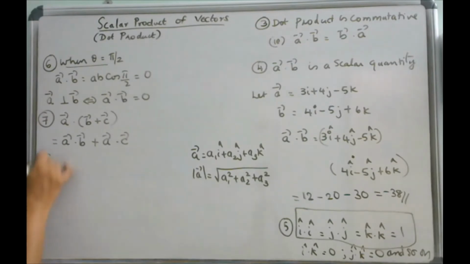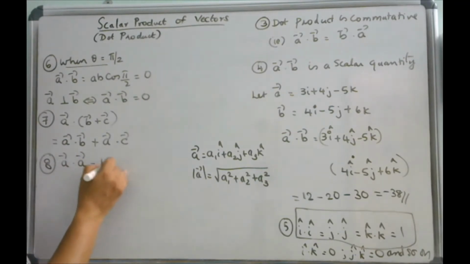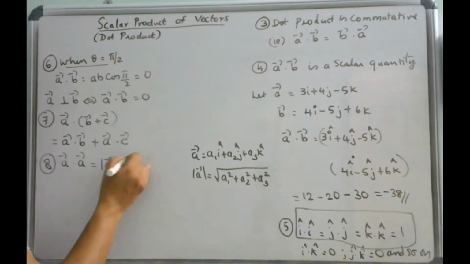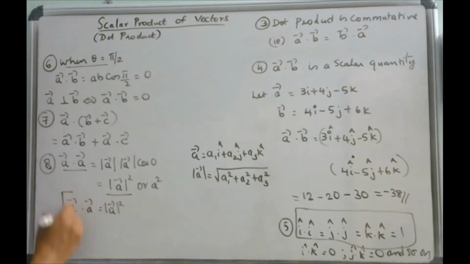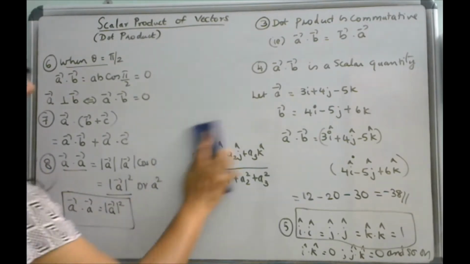Now property number 8. How do you write vector A dot vector A? Actually, vector A dot vector A means modulus of vector A into modulus of vector A into cos 0. Cos 0, the value is 1. So this will be equal to modulus of vector A squared, or simply it can also be written as A squared. This is a property which you have to remember, that A dot A is equal to modulus of vector A squared, because based on this there are many questions to be worked out. So this is another important property regarding the dot product of vectors.